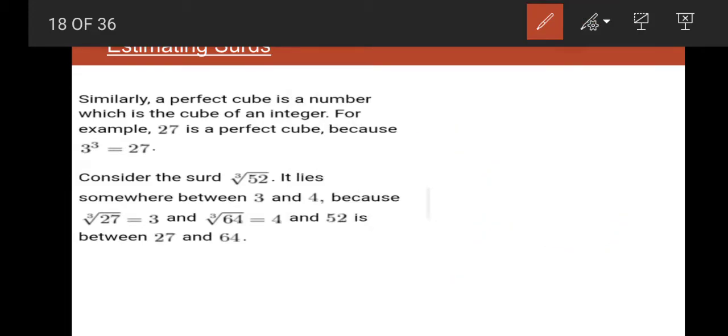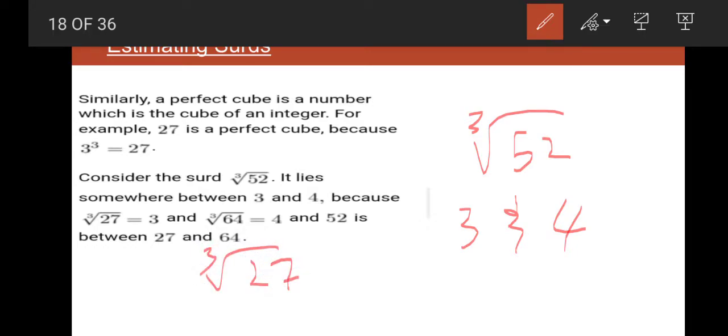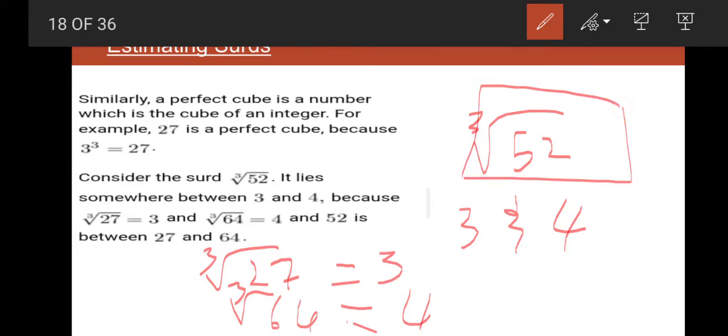So consider the cube root of 52. It lies somewhere between 3 and 4. Why? Because the cube root of 27 gives you 3, and the cube root of 64 gives you 4. So this means that the cube root of 52 lies between 3 and 4. Or you can say it lies between 27 and 64.